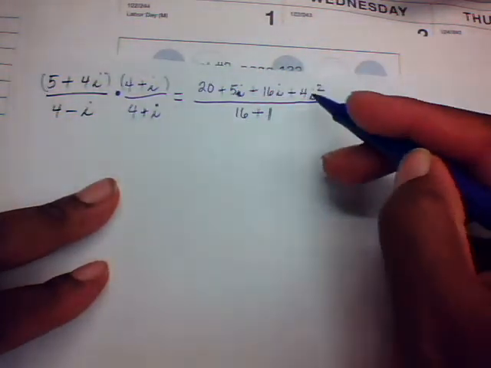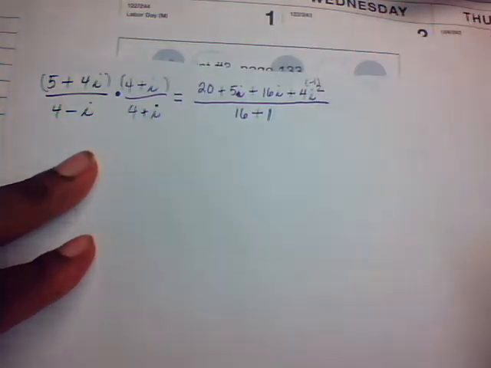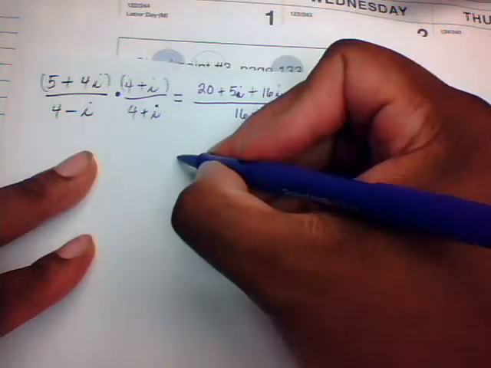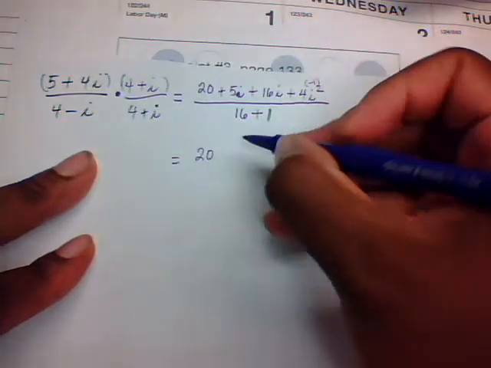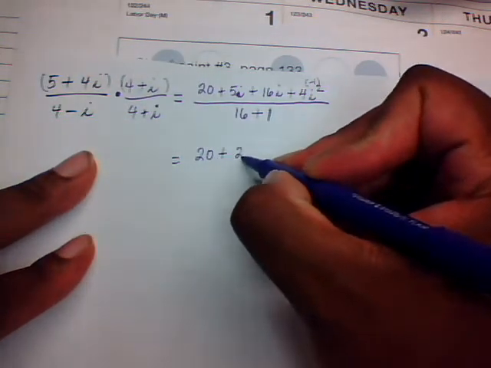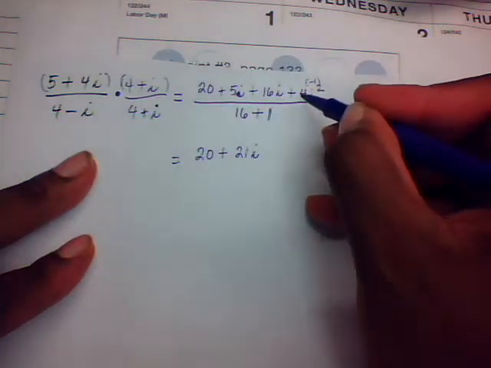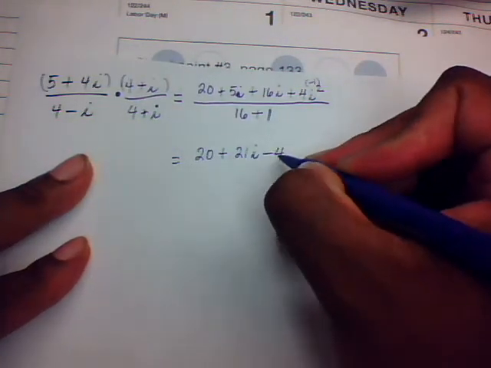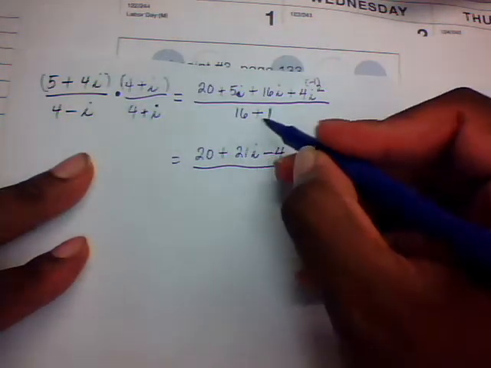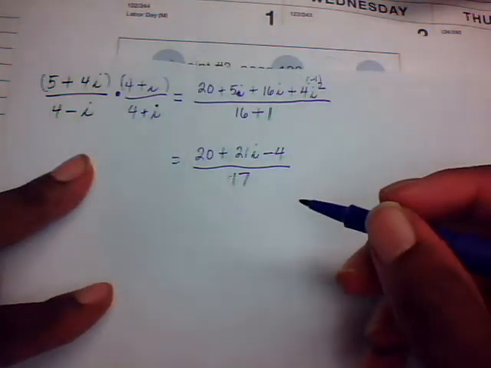Now let's simplify this part up here. The I squared, of course, is negative 1, which will make that 4 a minus 4. So now we're going to have 20. I'm going to add 5I and 16I. That's going to be a plus 21I. And this minus, the negative 1 will make that plus 4 into minus 4 because of the fact that I squared is negative 1. Then 16 plus 1, that's going to give me 17 in the denominator.